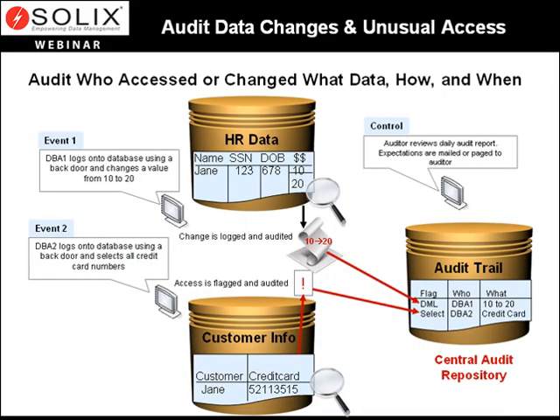So let's take a look at a couple of examples of auditing data changes or unusual access. The first event is, say a DBA logs into a database using SQL Plus and changes the payroll value from 10 to 20. That change would be logged if you're using a trigger or a log file, or even if you had network sniffer technology and they logged in across the network, you'd pick up that change.